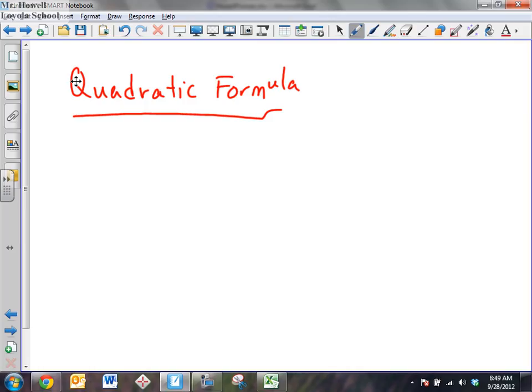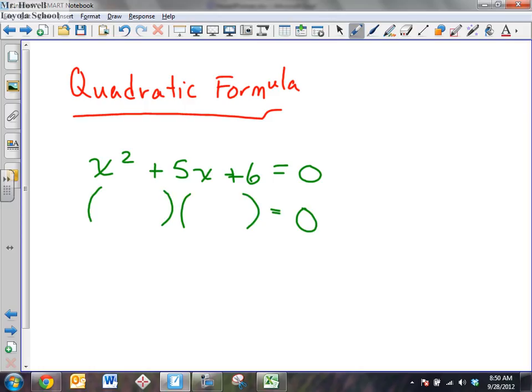All right, quadratic formula. Let's look at the example. X squared plus 5x plus 6 equals 0. X squared plus 5x plus 6. What would you do, Tristan? Good. What would the factors be for this one, Tristan? X plus 1, well, plus 5.